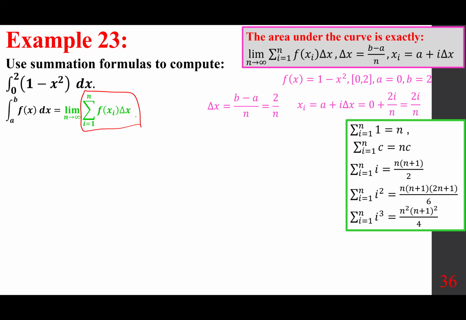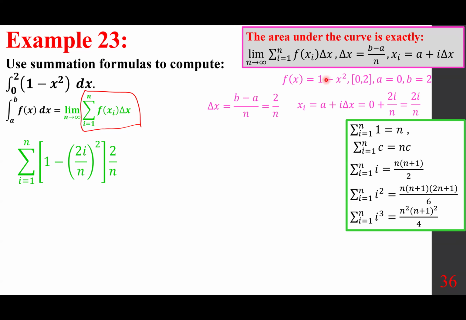So the summation of f of x sub i delta x is the summation of, if this is f of x, what is f of x sub i? 1 minus x sub i, which is 2i over n, quantity squared, times delta x, 2 over n. So we are going to show this part. Okay, everybody? One more time.